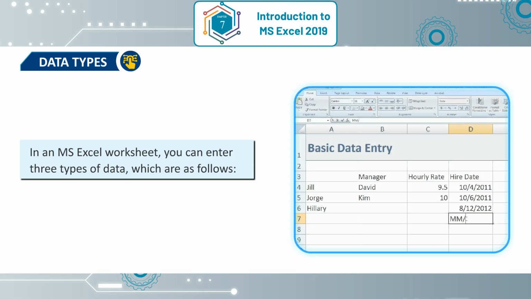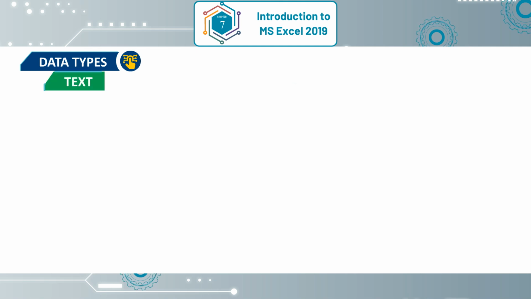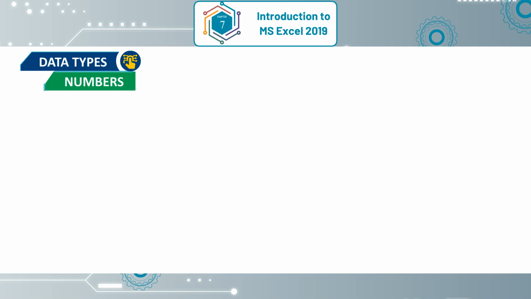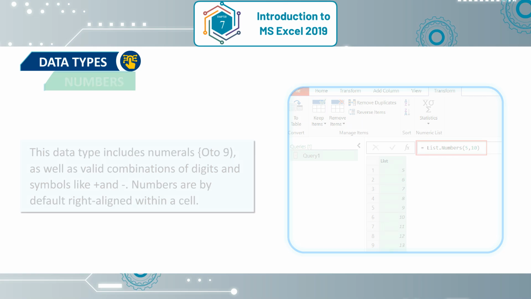Data types. In an MS Excel worksheet, you can enter three types of data, which are as follows. Text. This includes alphabets A to Z, numbers, spaces, and some special characters. By default, text is left aligned within a cell. Numbers. This data type includes numerals 0 to 9 as well as valid combinations of digits and symbols like plus and minus. Numbers are by default right aligned within a cell.